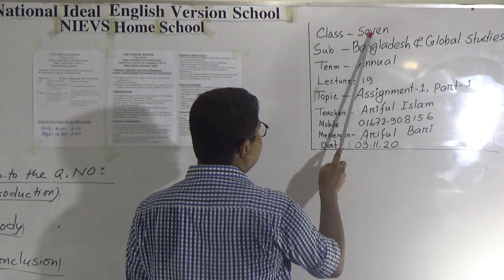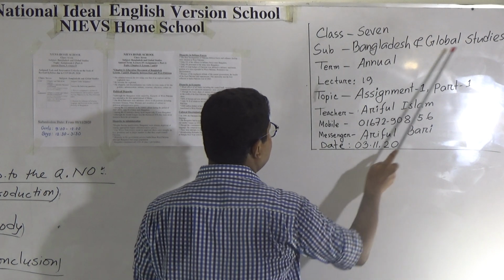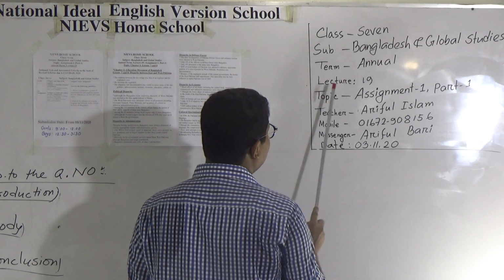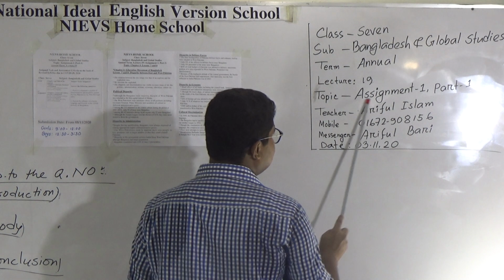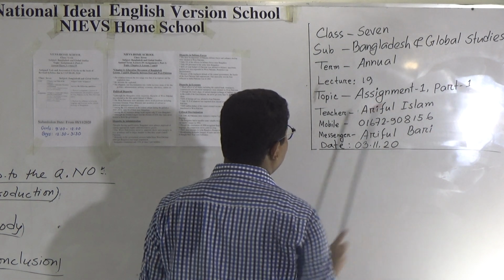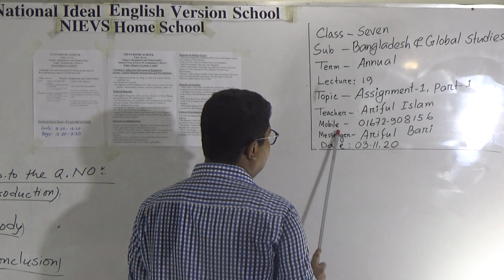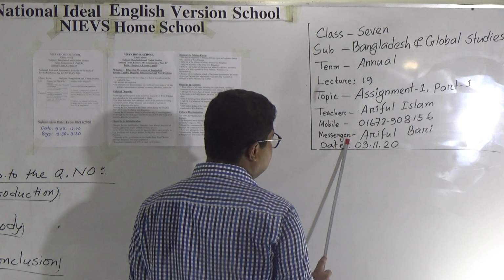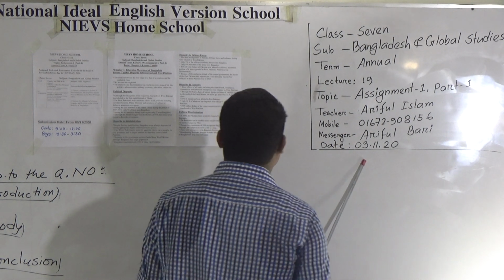So class 7, subject Bangladesh and Global Studies, term annual, lecture 19, topic assignment 1 part 1, teacher Ariful Islam. This is my mobile number, this is my messenger ID, and today's date.